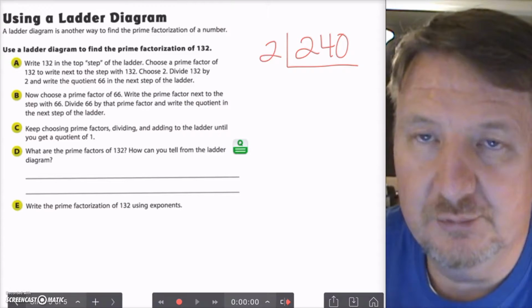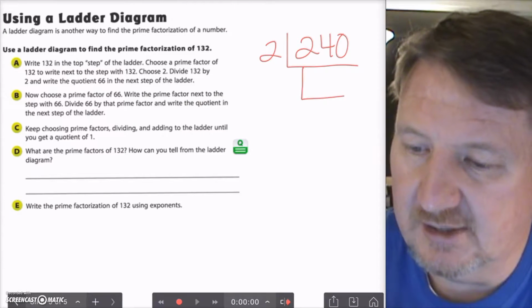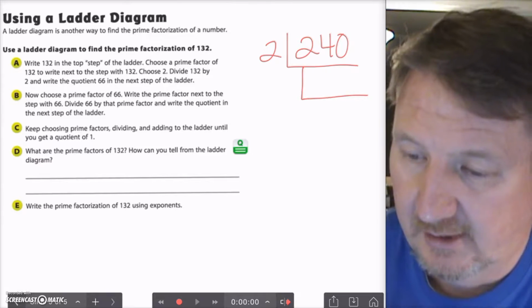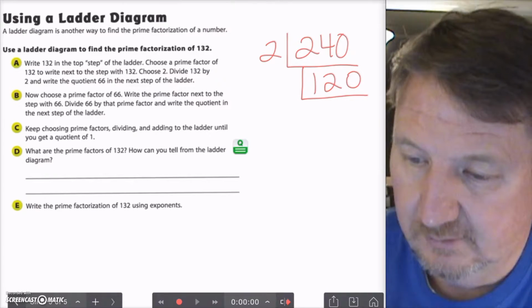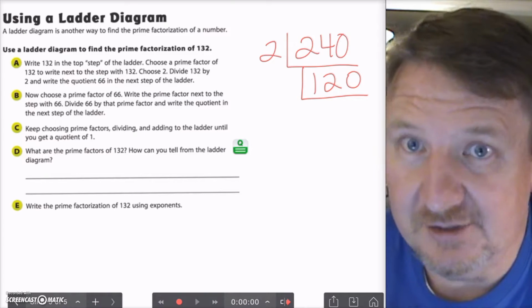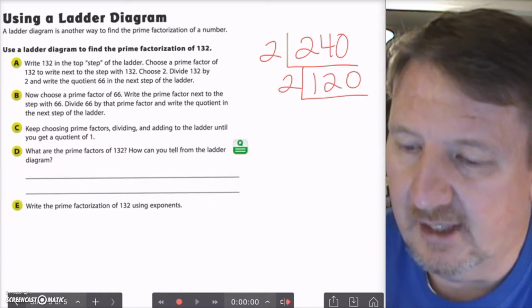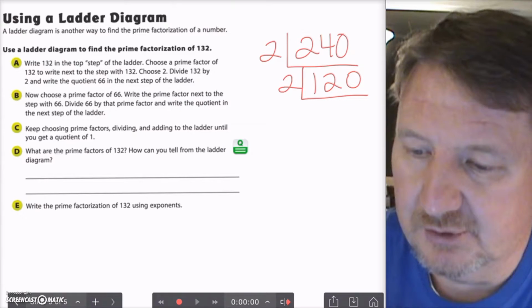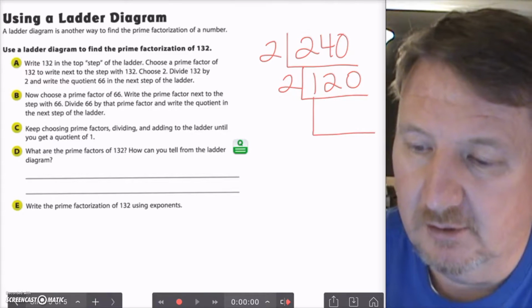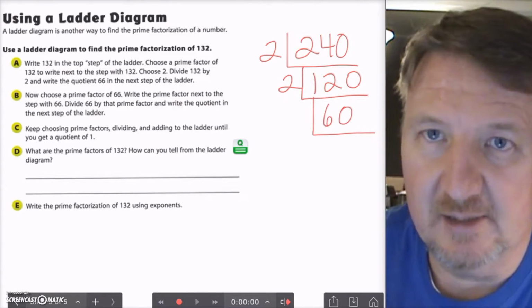So 2 will go into 240. Then you connect another ladder rung here. That'll be 120. That's your answer. So then I say, all right, well, I know 2 will go into 120. So then I draw another ladder rung. 2 will go into 120 60 times.